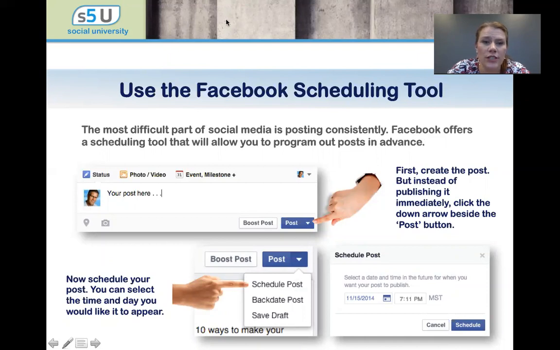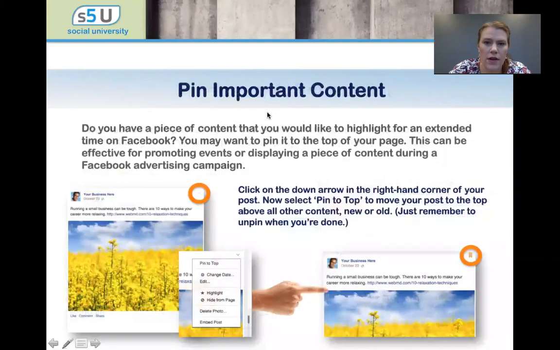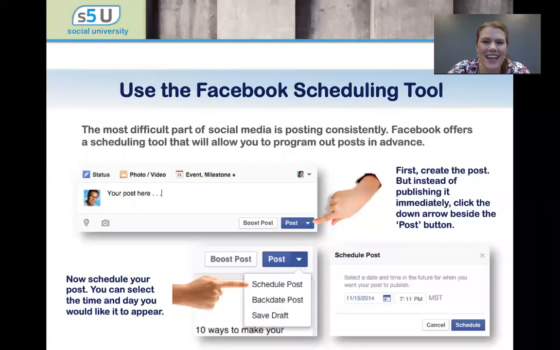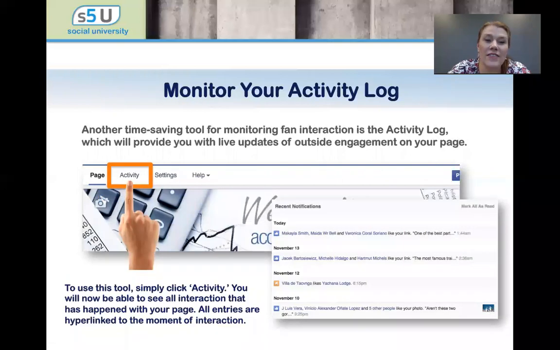Oh, it looks like we have a question. Let me pull that up. Where's the activity button? Oh, let me go back to that so you can see. Hang on, let's go back here. So the activity button is going to be there at the top, and it's got page, activity, settings, help. Okay, so it's right up there.